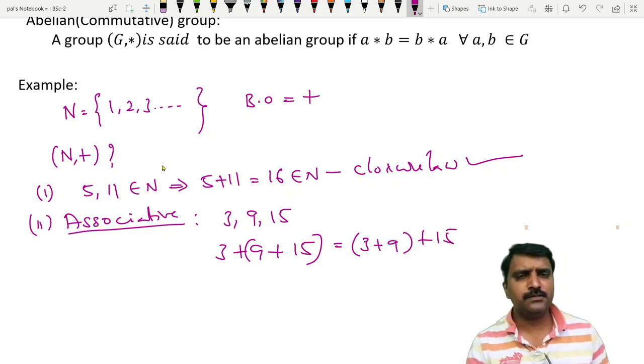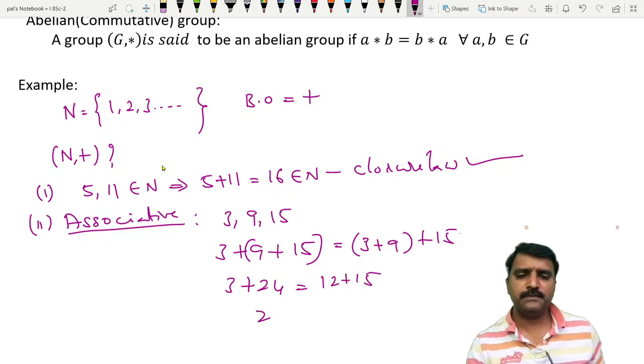Sir, you may think everything is associative. If you like, you can check: minus is not associative. Basically minus is not a binary operation on natural numbers, but the associative property also fails. It is not a binary operation, but if you just take the associative property, it fails. If you like, you can go and check that. 3 plus 24 is equal to 12 plus 15. So 27 is equal to 27.